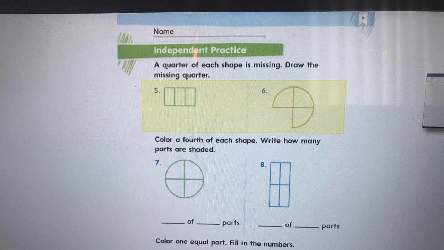Okay, it's independent practice time, so you'll do these on your own. For problems 5 and 6, a quarter of each shape is missing. Draw the missing quarter. So just like we've done before, you just need to add one more equal part to make the shape a whole. So for problem 5, you need to make that into a rectangle by drawing another equal part. And for 6, you need to make that into a closed circle with another equal part.